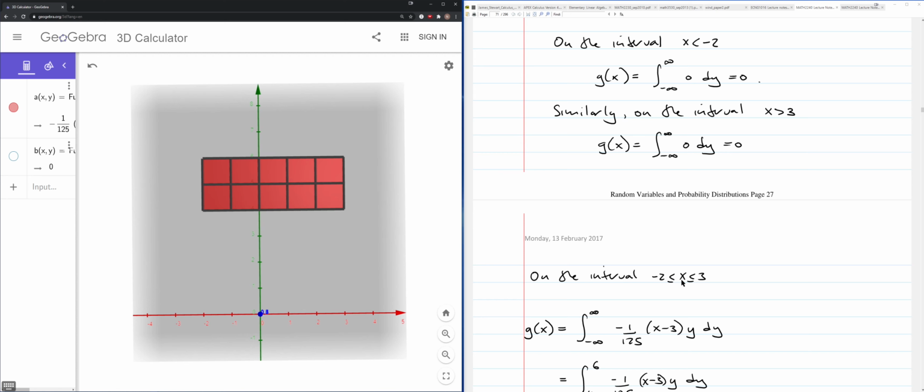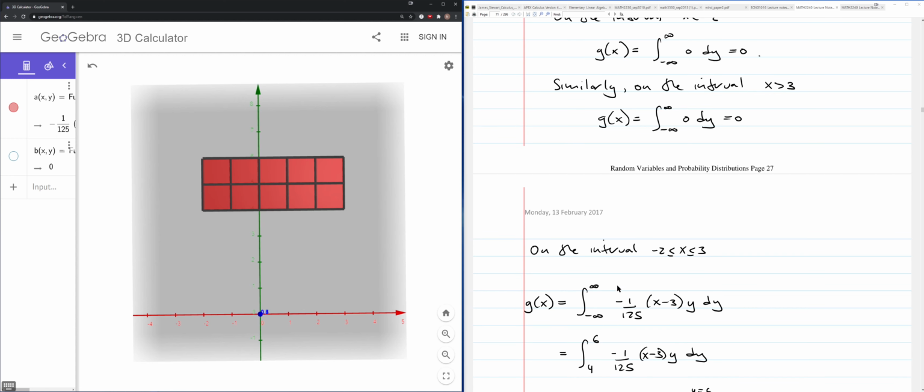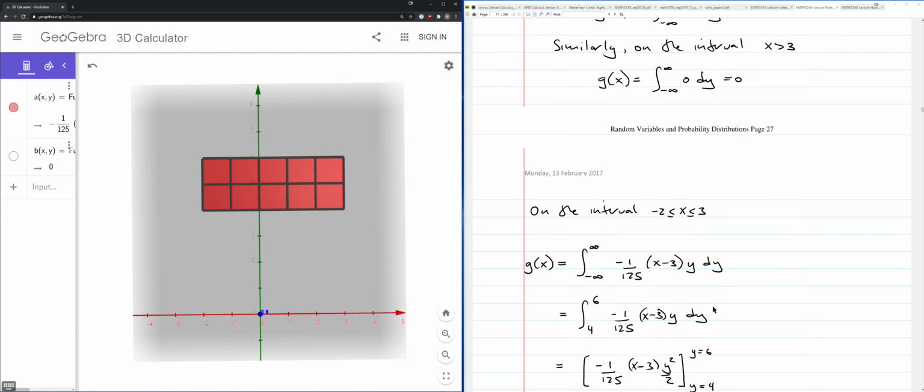So for the x line between minus 2 and 3, you want your marginal, so you want the g of x. And this is the joint PDF that we know from before. All we need to do is integrate it with respect to y.